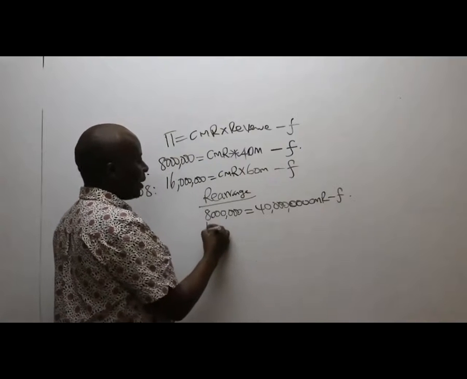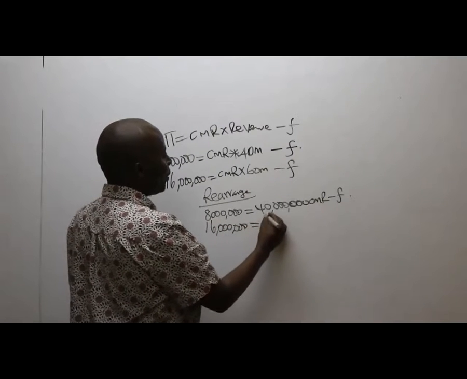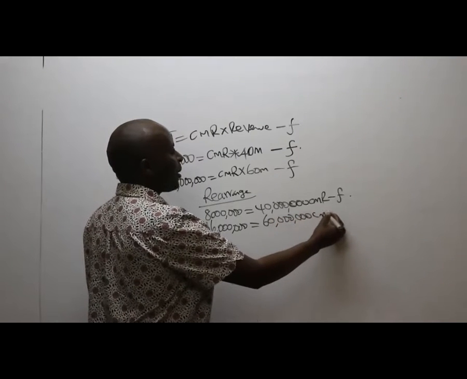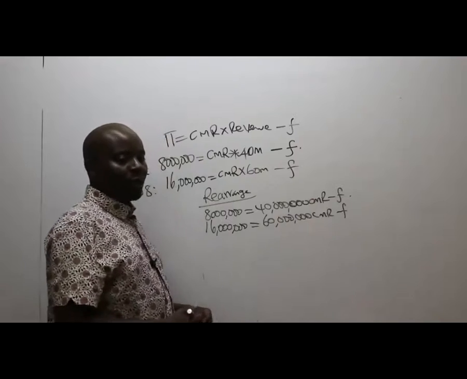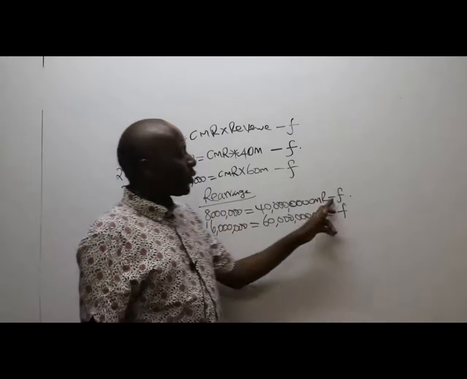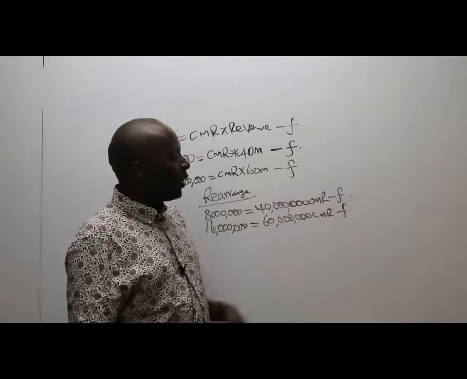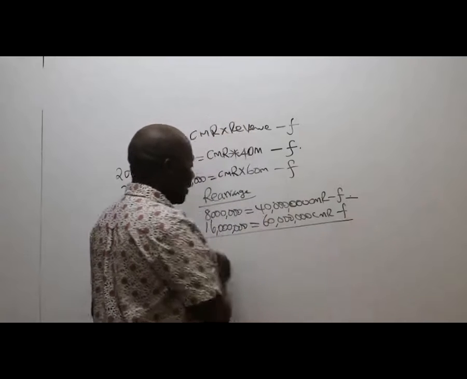And then we have 16 million equals 60 million CMR minus fixed cost. Ladies and gentlemen, what I want to do is to eliminate fixed cost. I can see vividly that fixed cost has got the same signs, negative, negative. So the only way of eliminating this fixed cost will be to subtract. So go ahead and subtract.